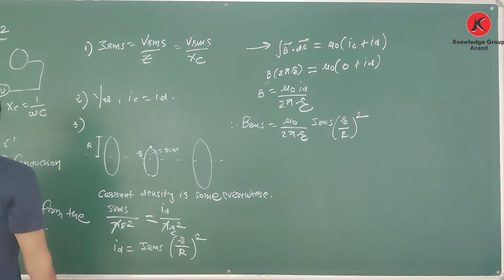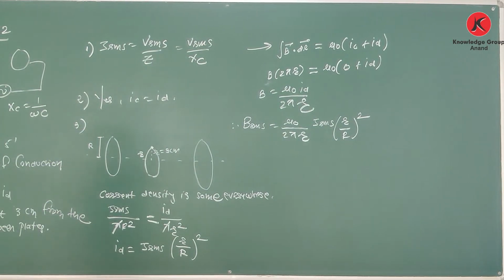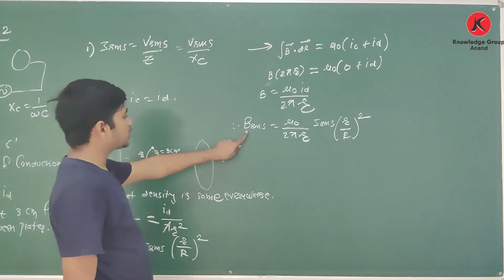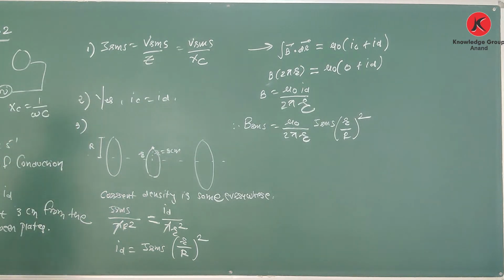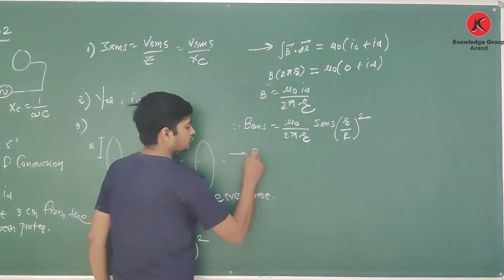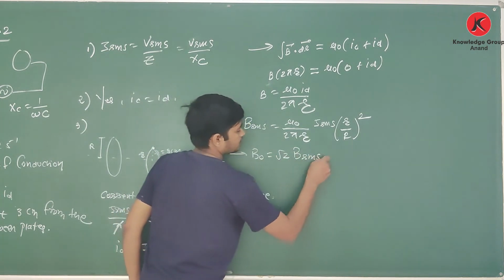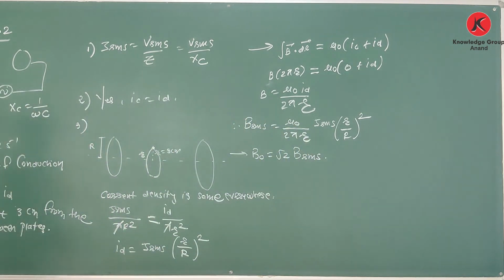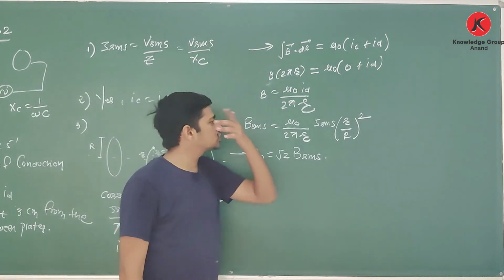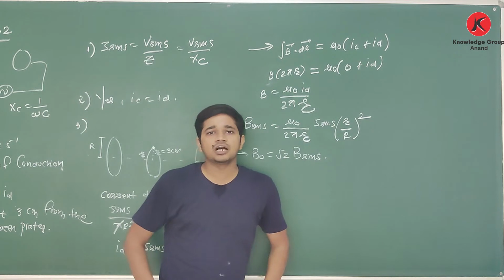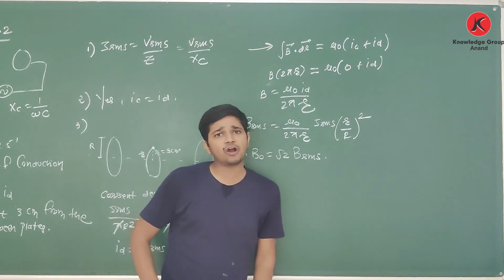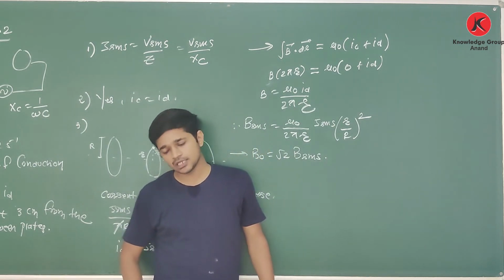With the help of this, you can easily find the value of B_RMS, and then from this you can find the value of B0. B0 is equal to root 2 B_RMS. Clear? So this is one question which is based on equations. Clear about this? Write it down.